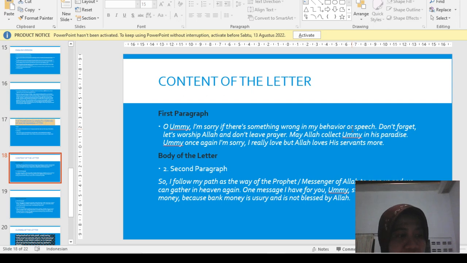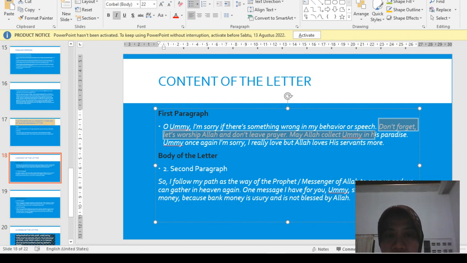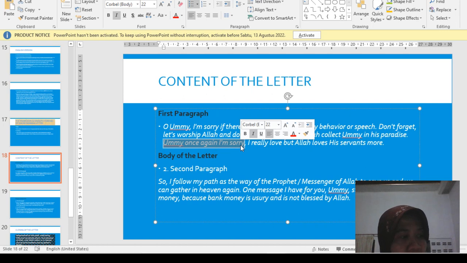In the next sentence, he reminds his mother not to forget the prayer. Here, don't forget to worship Allah and don't leave prayer. And he hopes that one day he can gather with his mother in heaven. The perpetrator apologized again, but he didn't mention the reason why he apologized a second time. Umi, once again, I'm sorry. Here, he loves his mother very much, but the perpetrator believes that Allah loves his servants more who walk in the path of Allah.